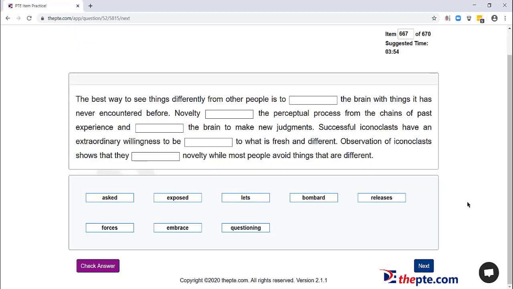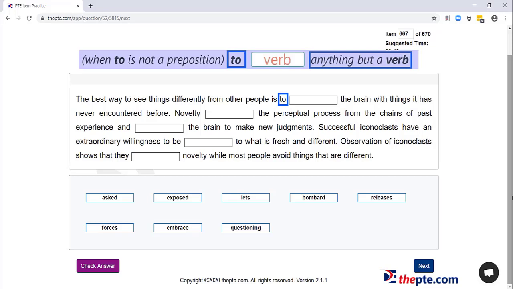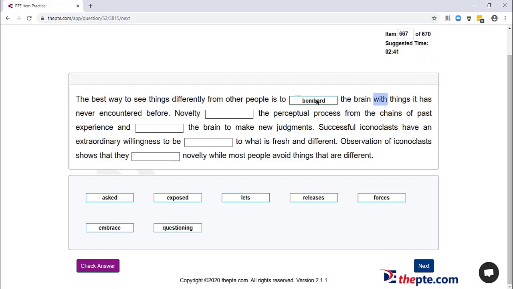Before the first gap, I have to, which is not a preposition. So based on this rule, you need a verb in its base form, and out of the 2 answer and distractor, bombard is the answer because of the preposition with. You bombard something with something.